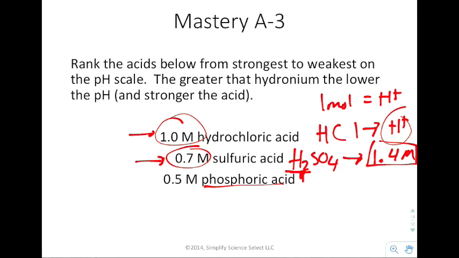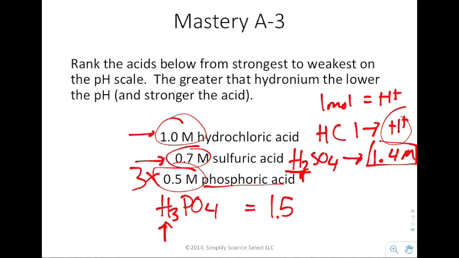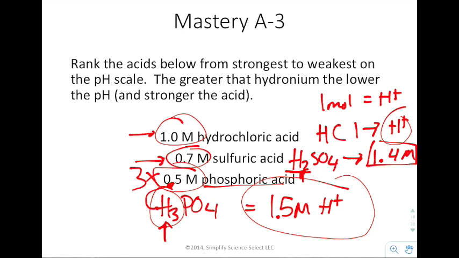And finally, you have phosphoric acid. Phosphoric acid is H3PO4, and when you look at H3PO4, you see that there are 3 potential hydronium ions to dissociate. So you can take this 0.5 and multiply it by 3, and that would give you a molarity of 1.5 molar for the hydronium ions. Because there are 3 available, that means it's 3 times that concentration available. So the strongest acid is going to be our phosphoric acid. The weakest acid in this particular case is going to be the hydrochloric acid.